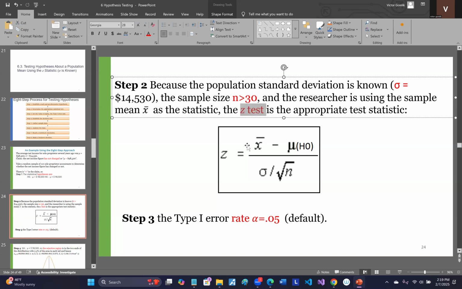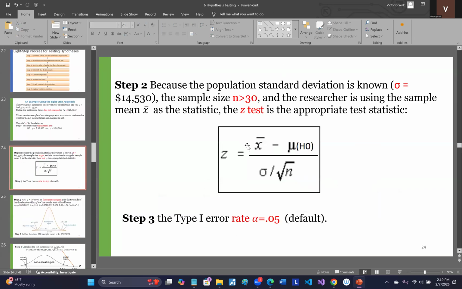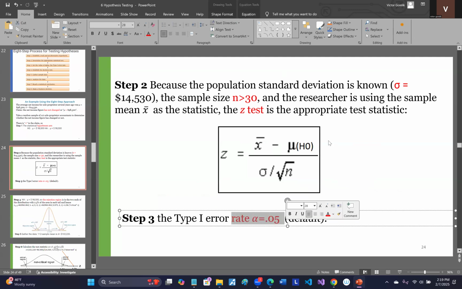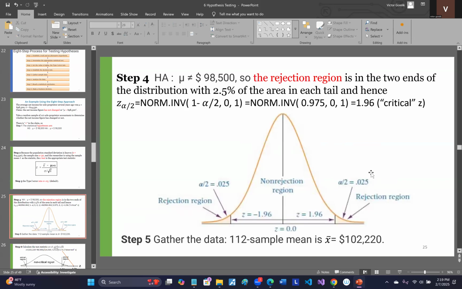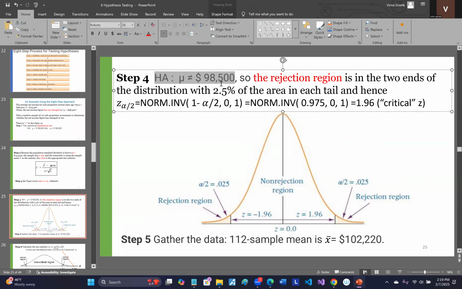Step 3. The type 1 error rate is not specified, so use the default value of 0.05. Step 4. HA has the sign not equal, so the rejection region is in the two ends of the distribution with 2.5% of the area in each tail, and hence the critical Z values are plus minus 1.96.